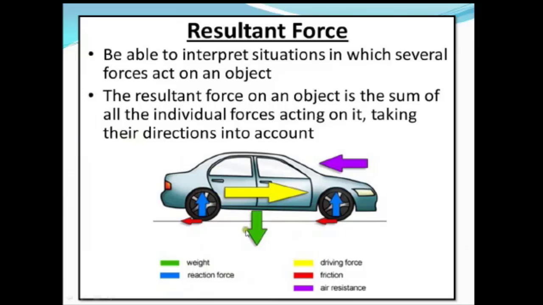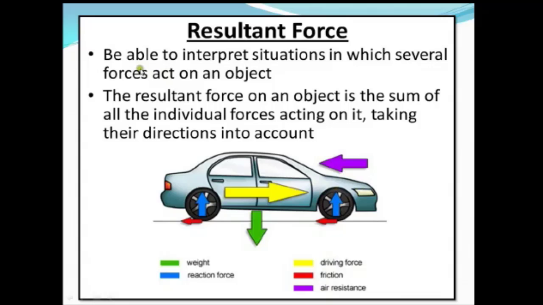The green arrow shows the weight, whereas the yellow arrow shows the driving force in the forward direction, and the reaction force is in the upward direction. You can see this reaction force here. This is the friction, and when the car is moving in the forward direction, the friction acts towards the backward direction. And the air resistance, which we also see, acts in the opposite direction.